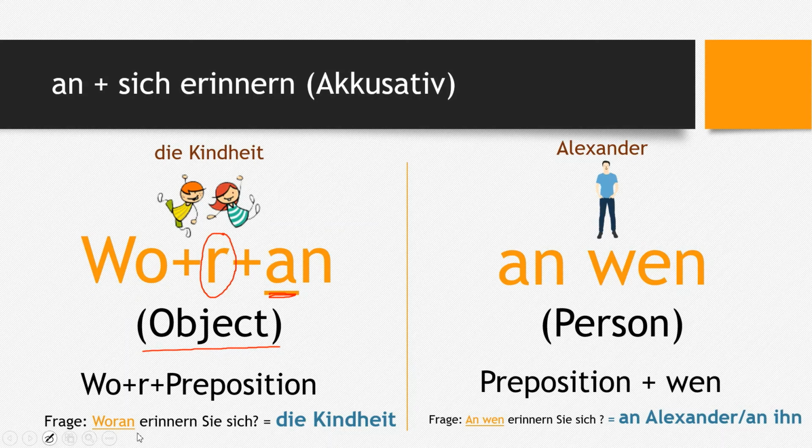So now the question again, a revision. Woran erinnern Sie sich? Ich erinnere mich an die Kindheit. An wen erinnern Sie sich? Preposition plus wen, an plus wen. Here we are talking about a person. Preposition plus wen. An wen erinnern Sie sich? Ich erinnere mich an Alexander. Oder Sie können das auch sagen: Ich erinnere mich an ihn. I am remembering him, or I remember him.